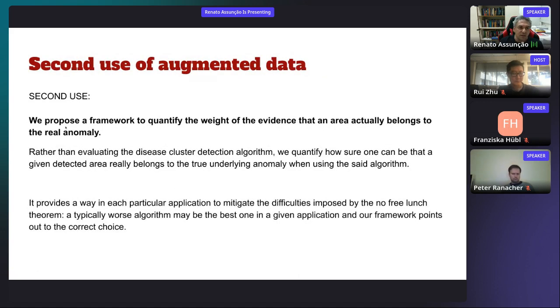Now, the second use is that we propose a framework to quantify the weight of the evidence that an area actually belongs to the real anomaly. So rather than evaluating algorithms, we suppose that you decide to use one given algorithm. Then what we do is we quantify how sure you can be that a given detected area really belongs to the true underlying anomaly or cluster when using that said algorithm.